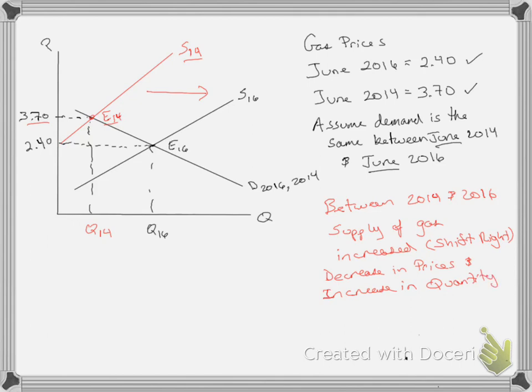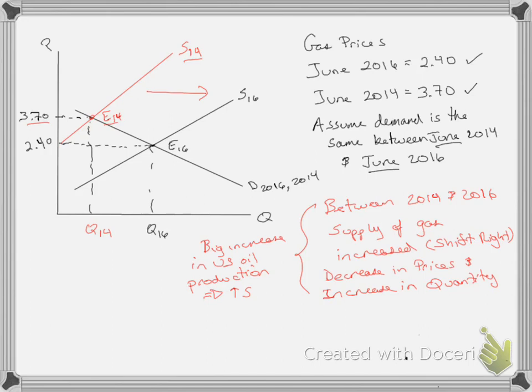Is this a reasonable thing to expect, or when we look back in time, did this actually happen? Well, during this time, there was a big increase in U.S. oil production. This big increase in U.S. oil production is going to increase that supply curve or shift it to the right, and that would explain the reduction in prices of gasoline that we saw between 2014 and 2016.